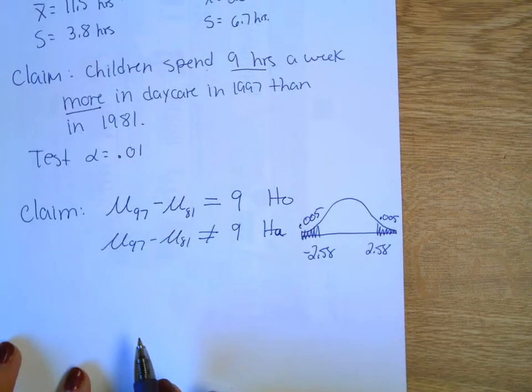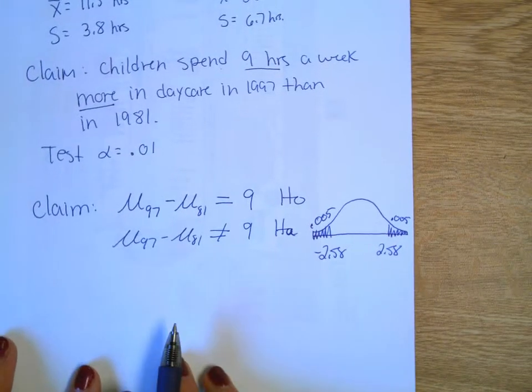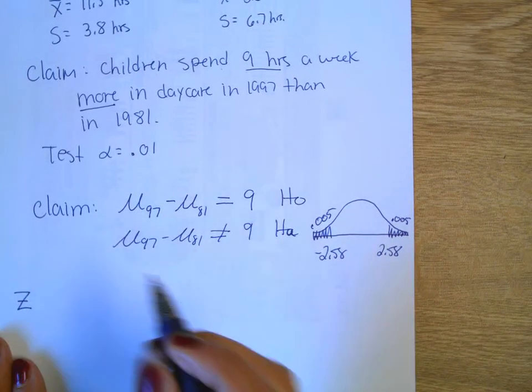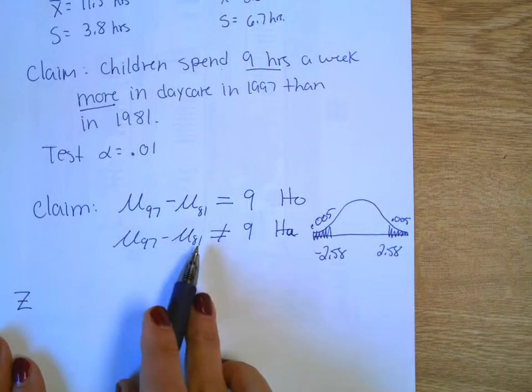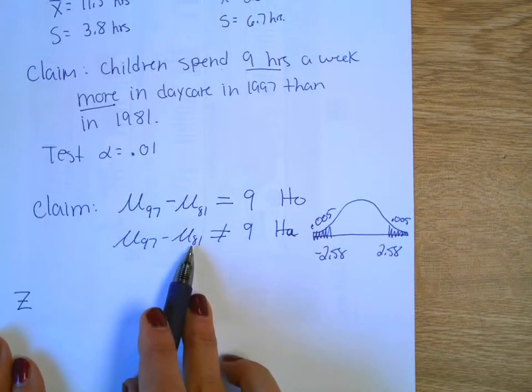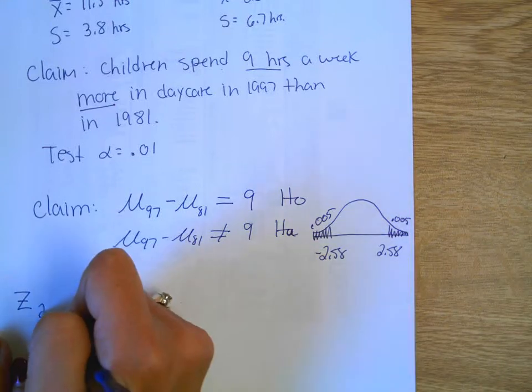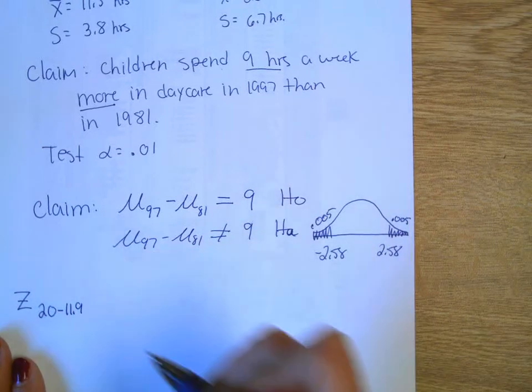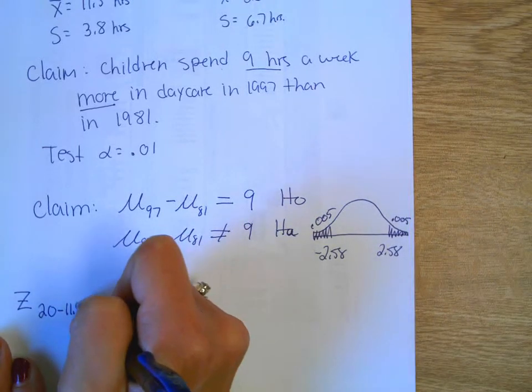Now we're ready to turn our sample data into a z-score. So when I do my formula, I need to take 97 minus the 81 data. So 1997, the average was 20, minus the 11.5. Oh, 5. I wrote a 9.